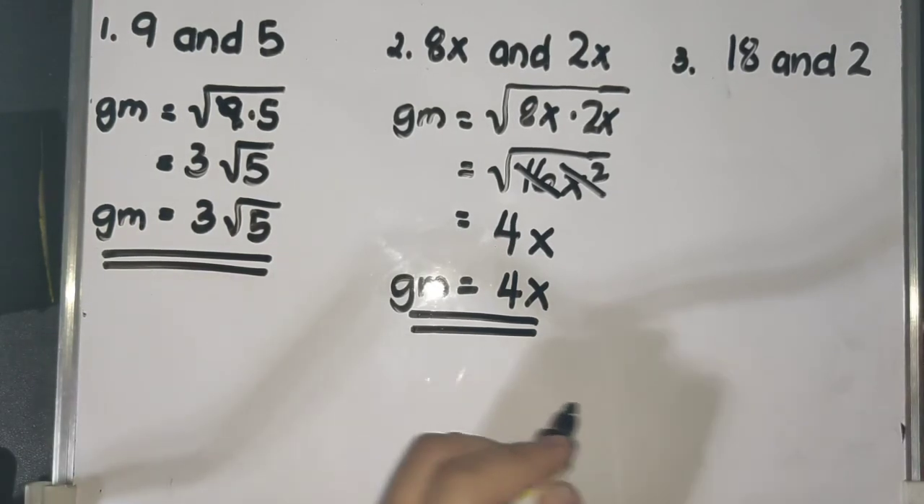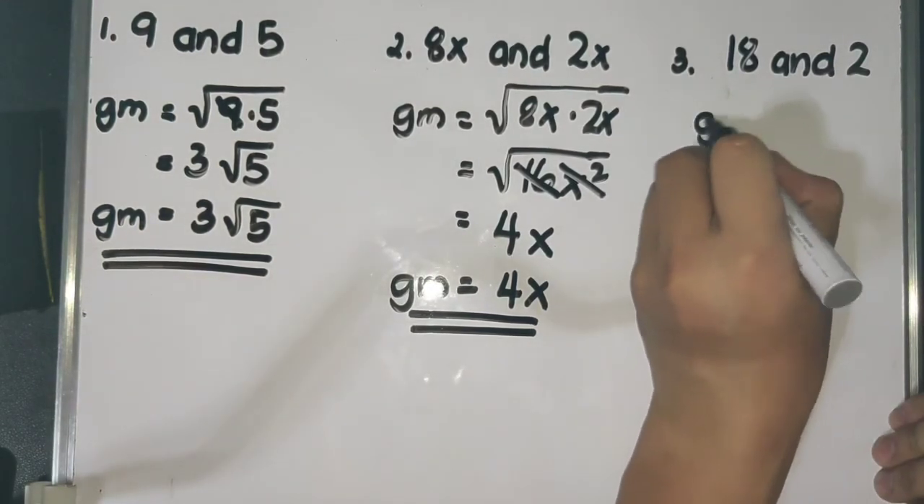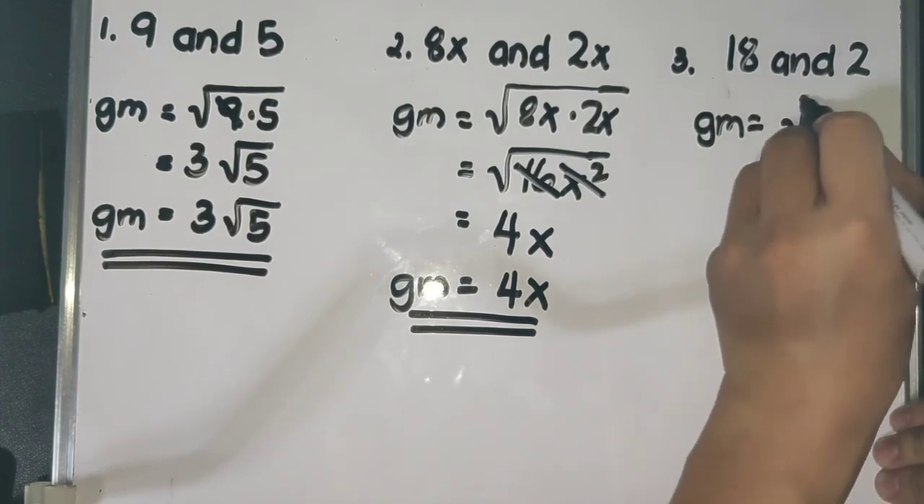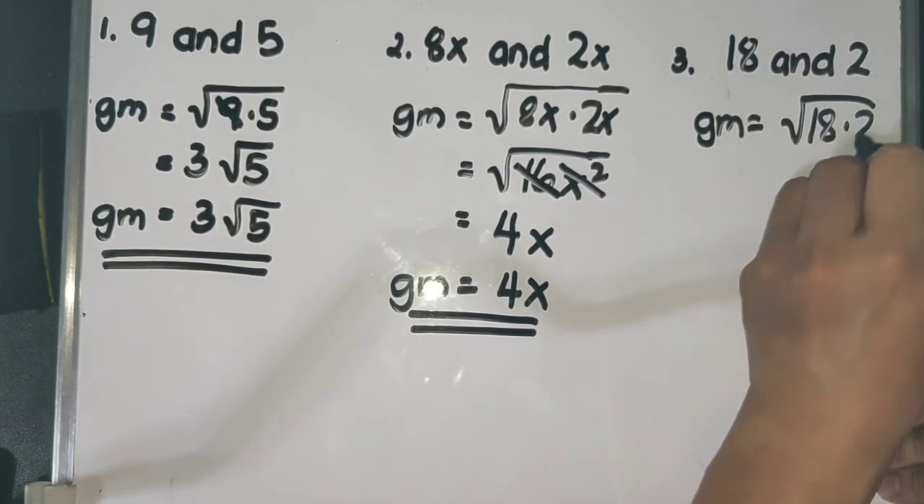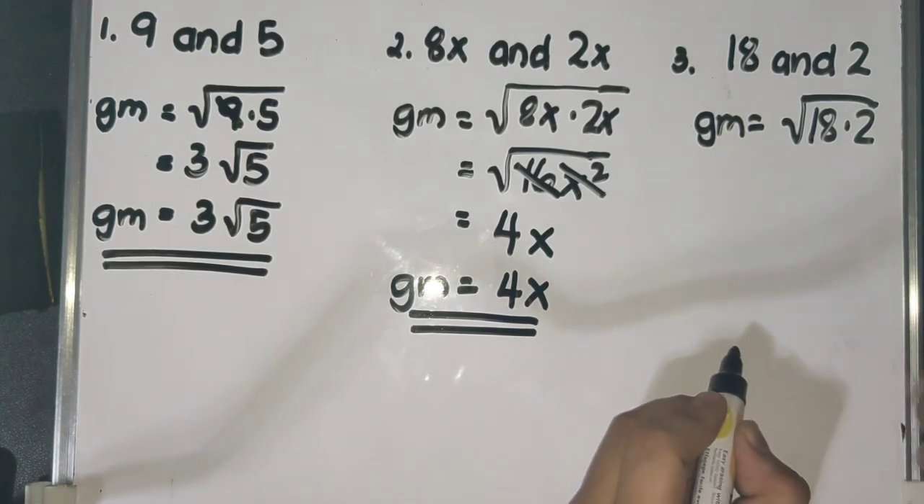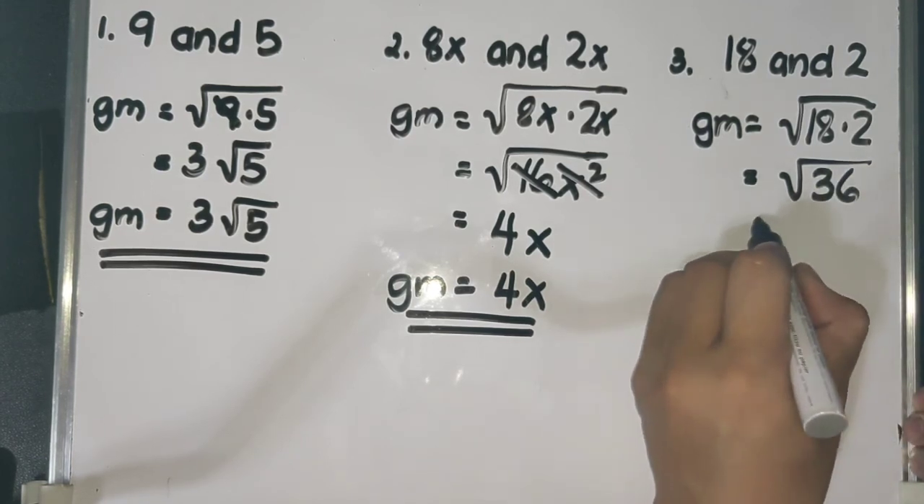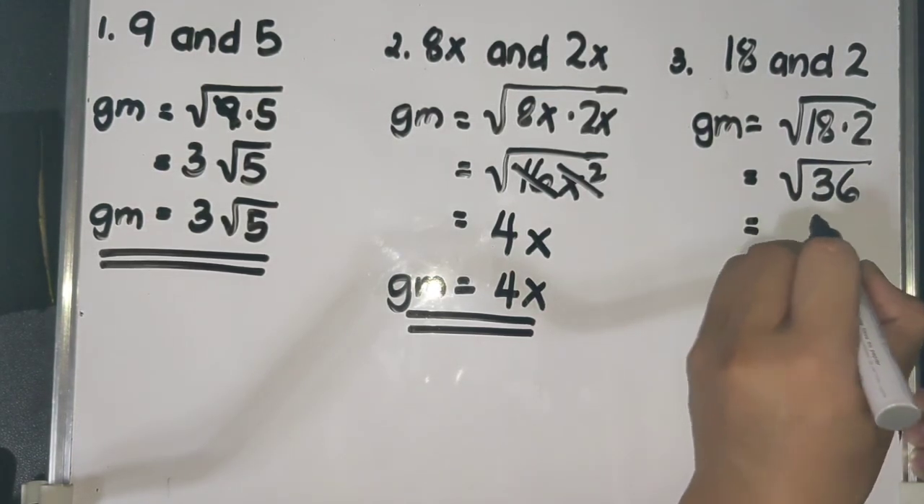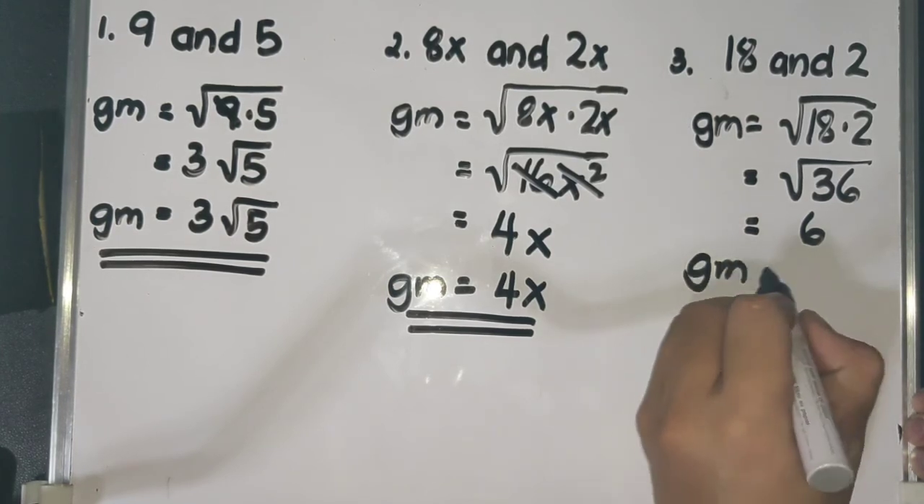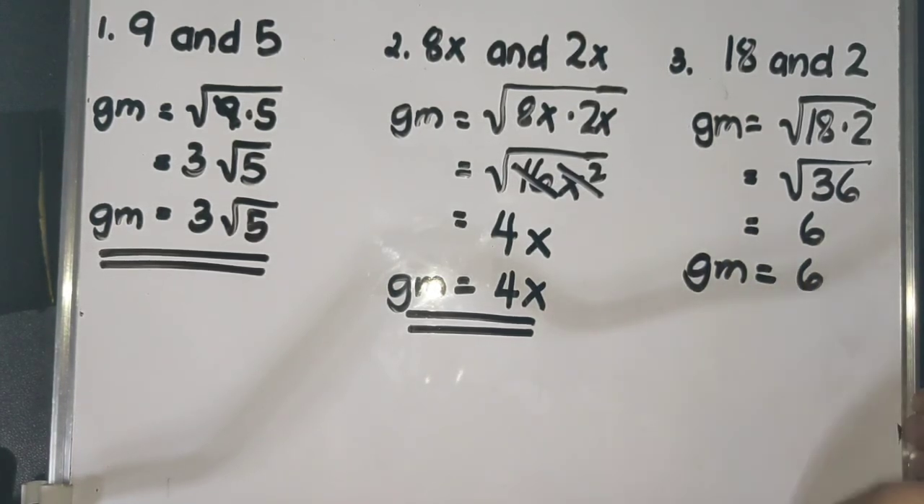Next is 18 and 2. Ganun lang din yung gagawin natin. So, GM is equal to the square root of 18 times 2. So, 18 times 2 is 36. So, what is the square root of 36? 6. So, GM is equal to 6, or the geometric mean for number 3 is 6. So, ganito lang yung gagawin just in case na ma-encounter ninyo yung problem about the geometric mean. Magmumultiply lang kayo sa loob ng radical sign, then extract the square root of the radicand.